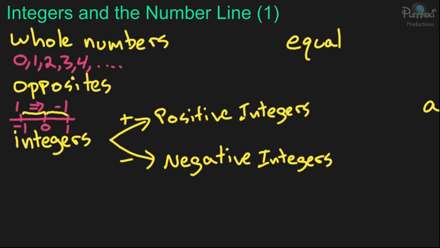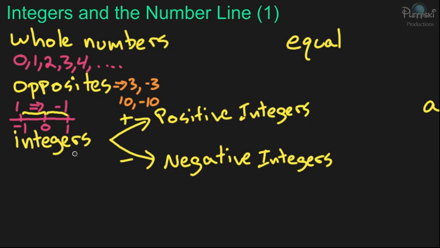So a couple examples of opposites. You could have 3 and -3 would be opposites. You could have 10 and -10. Those would be opposites as well. Okay, so you have whole numbers, you have opposites.